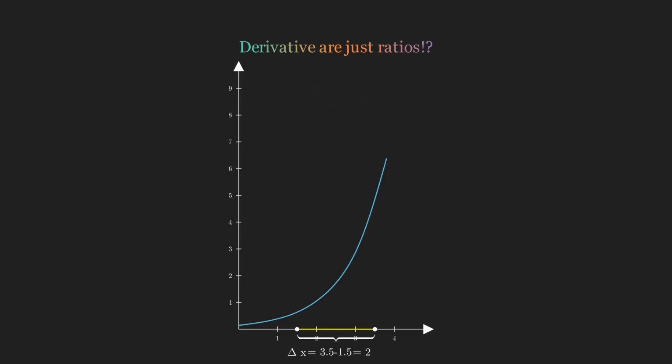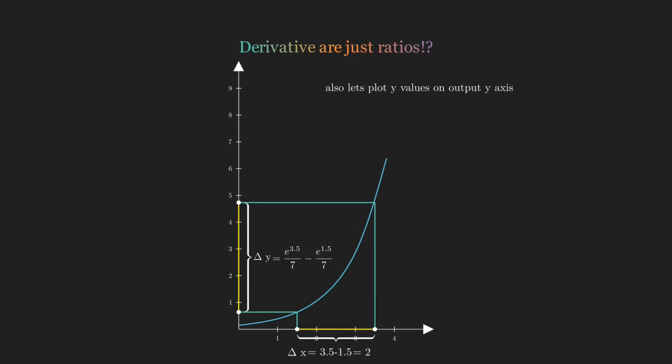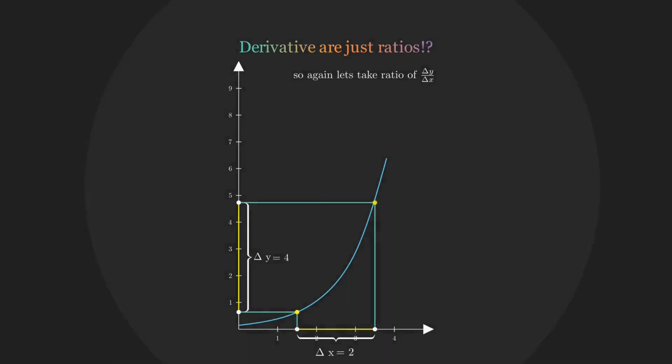Thus we have delta x of 2 this time. Also, let's plot corresponding y values on the output y-axis. This gives us a delta y of approximately 4. So again, let's take the ratio of delta y by delta x, which gives us 4 over 2 equals 2. And let's join the 2 points on the graph by a straight line.